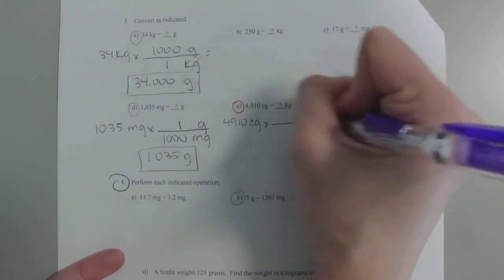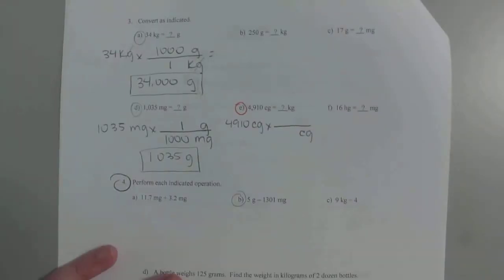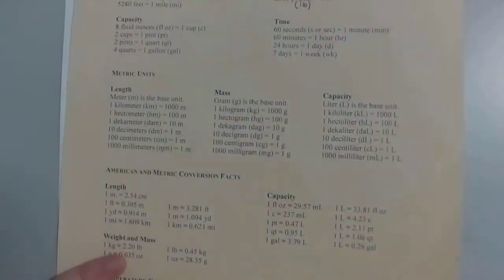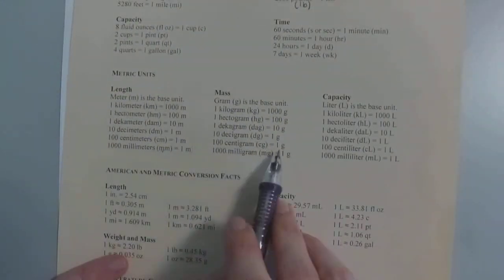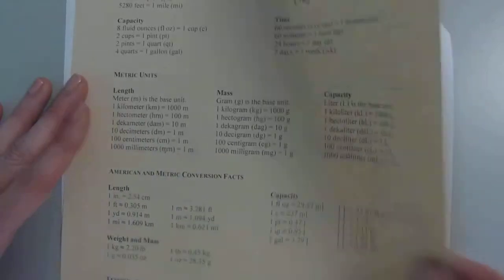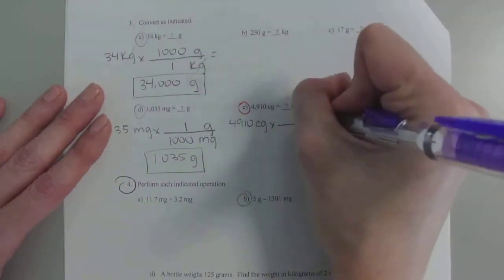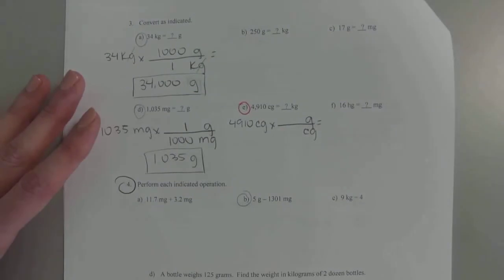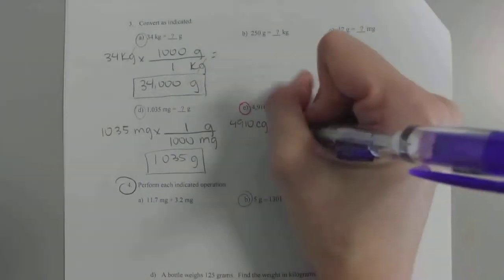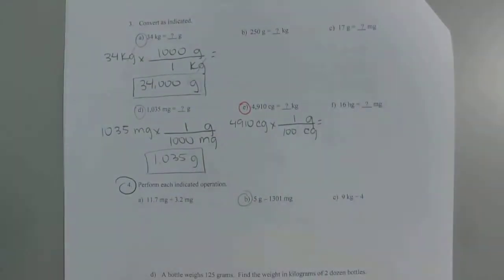So we're going to start with 4,910 centigrams, and we want to put kilograms up there, right? But again, if you go here to the middle, centigrams is only converted to grams. So who's our middleman? Grams. You got it, okay? So we're actually going to go to grams first, and then we'll jump to kilograms. So remember, grams, liters, meters are all your middleman.